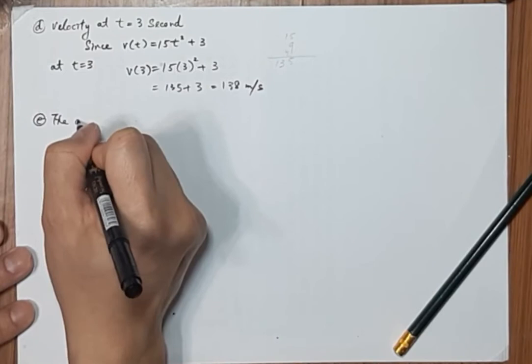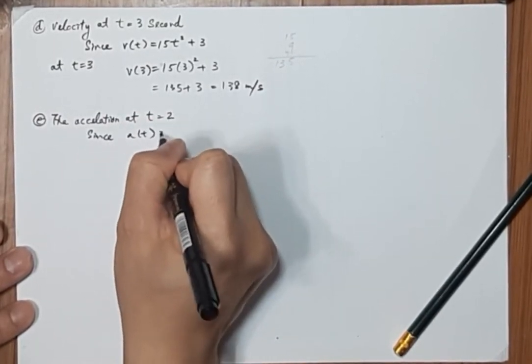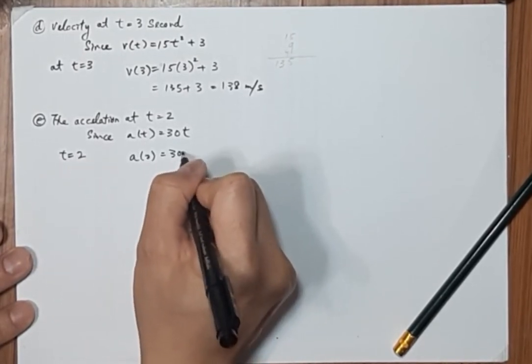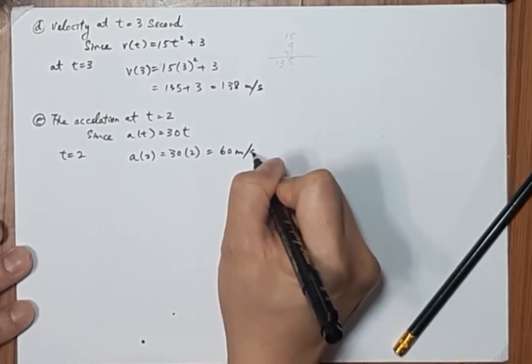Then we calculate the acceleration at t equal to 2 seconds. Since a(t) is equal to 30t, at t equal to 2 seconds, a(2) is equal to 30 times 2, equal to 60. And the units are meters per second squared.